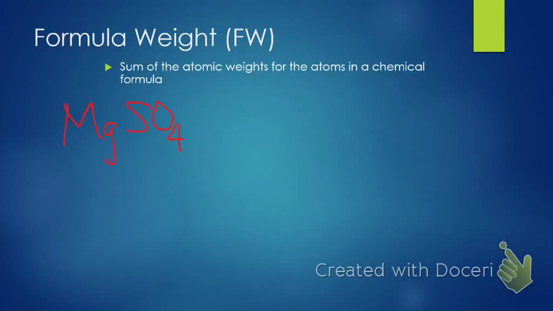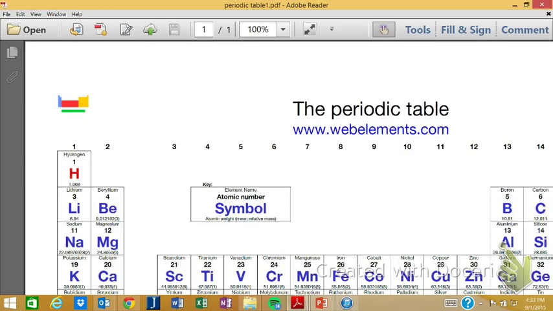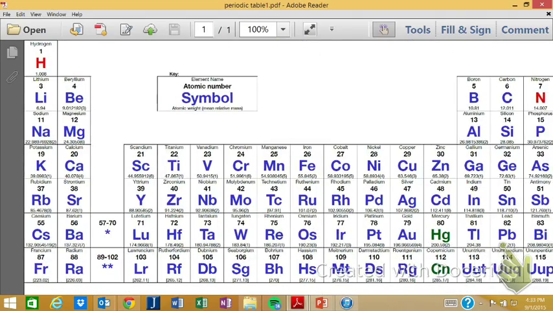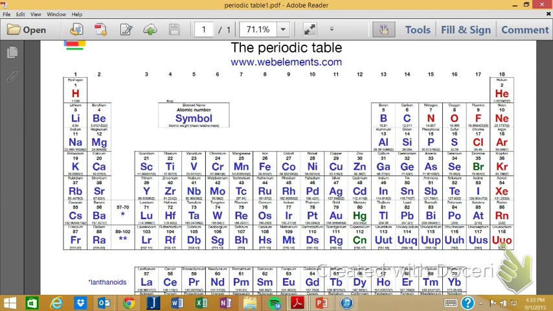So what do we need to figure out? We need to find out the atomic mass for magnesium, for sulfur, and for oxygen. So we're going to have to look at our periodic table. Let's bring up a periodic table real quick. If we look here at the periodic table, we need to find magnesium, sulfur, and oxygen. Here's magnesium, here's sulfur, and there's oxygen.